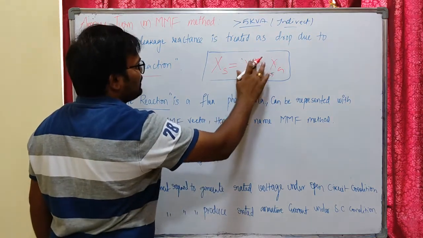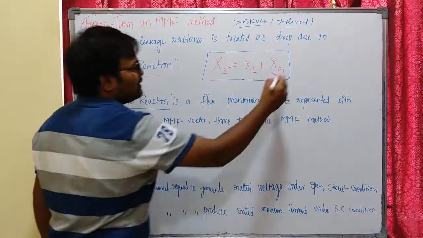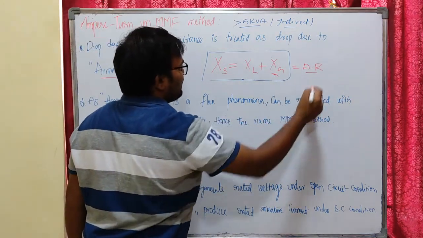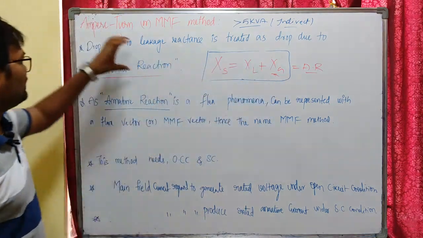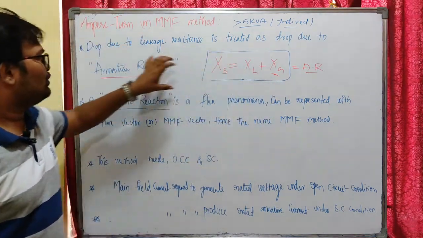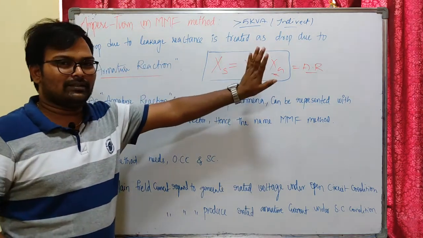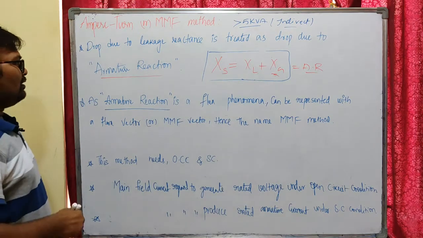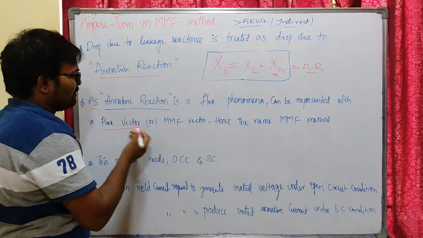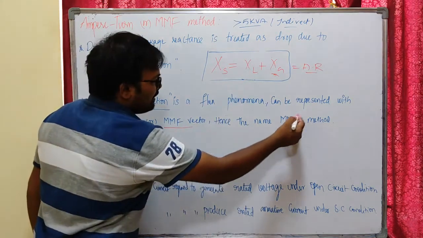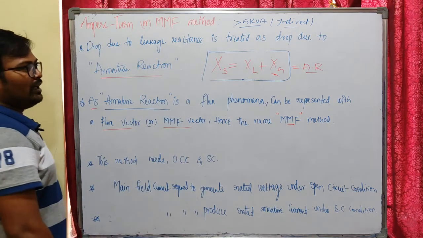In this method, we are going to treat it in reverse. The effective drop due to synchronous reactance is treated as armature reactance drop. That means the drop due to leakage reactance is treated as additional drop due to armature reaction. As armature reaction is a flux phenomenon and can be represented as a flux vector or MMF vector, the method is called the MMF method.